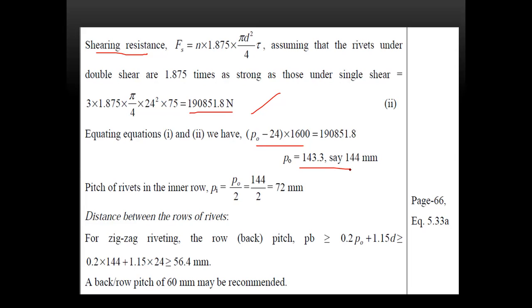Pitch outer is equal to 144 mm. Then pitch of the rivets in the inner row, Pi, is equal to outer by 2, that is 72 mm. Now the distance between the two rows of rivets, you can see on page number 66 of the data book. For the zigzag, the row pitch, that is 60 mm, may be recommended. If you are aware of this design data book, you can easily solve the problems directly by seeing this design data book.